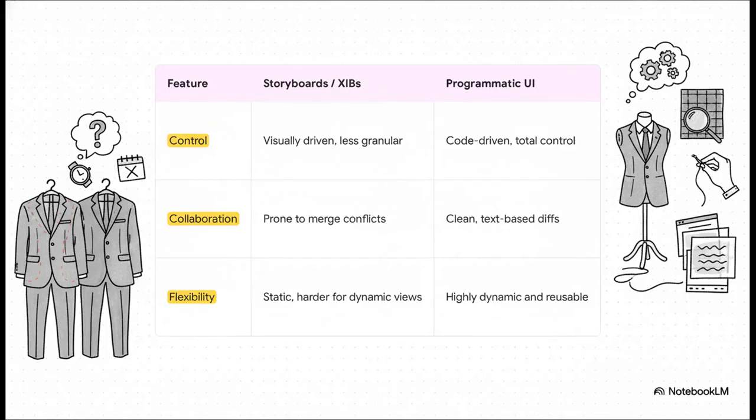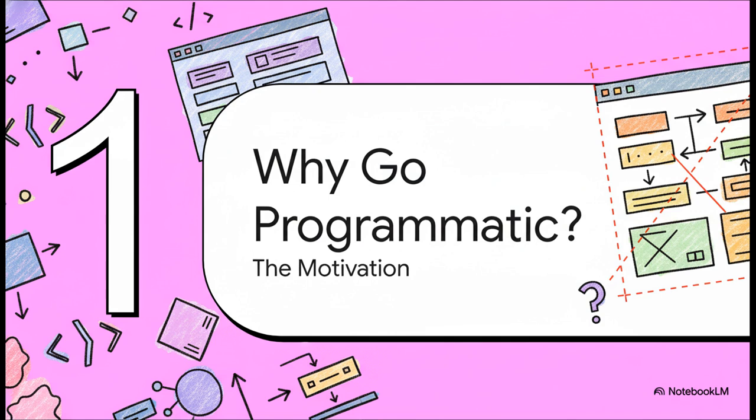Okay, think of it like this. Using storyboards is kind of like buying a suit right off the rack. I mean, it works, it's pretty fast, but it's never going to be a perfect fit, right? Programmatic UI, on the other hand, that's your custom tailored suit. Every single stitch is under your control. That means you get total precision, collaboration is a breeze because you're just dealing with text files, and your views can be way more dynamic and reusable. All right, let's officially kick this off.